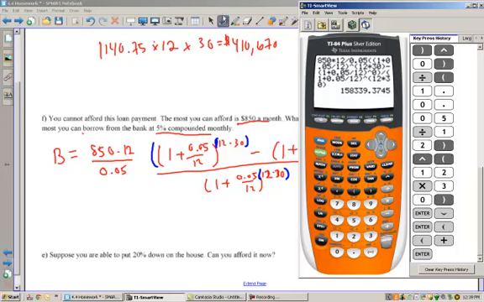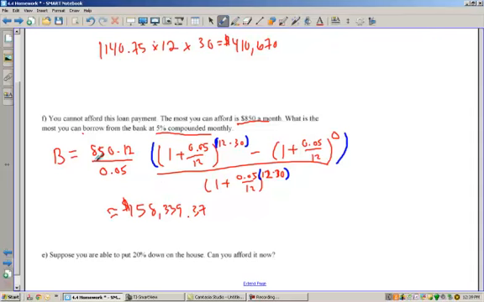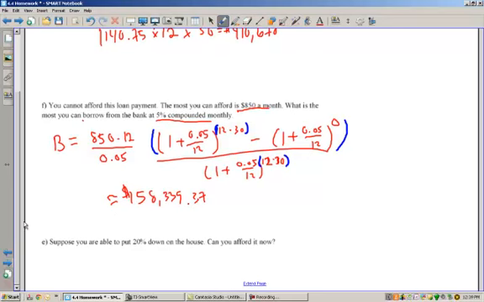$158,339.37. So this one is approximately $158,339.37. That's the most I can borrow if I can pay $850 a month.